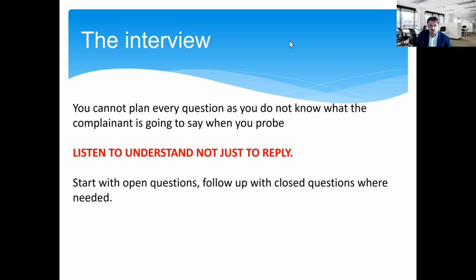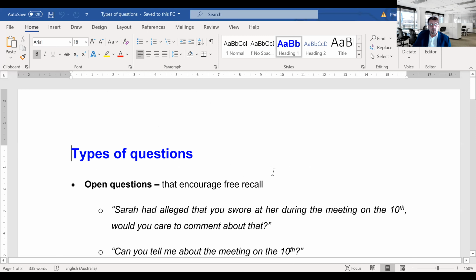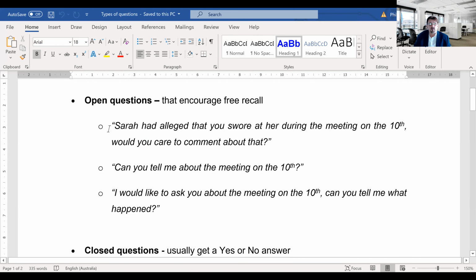Types of questions. Open questions encourage free recall. These are questions I'm asking of the respondent. Sarah's alleged you swore at her during the meeting on the 10th. Would you care to comment on that? Can you tell me what happened in the meeting on the 10th? That could be for Sarah. Or the second one, I'd like to ask you about the meeting on the 10th. Can you tell me what happened? Just like in the interview script for Sid, tell me what brought you to make your complaint. You've got the open question.